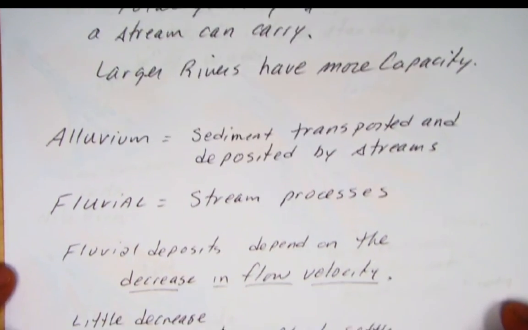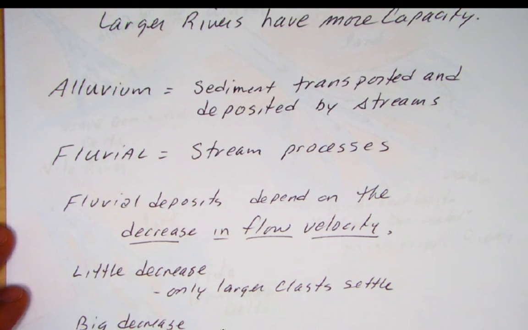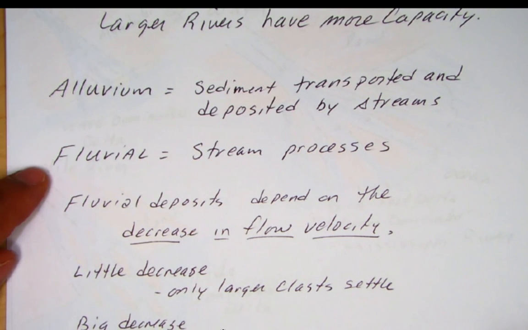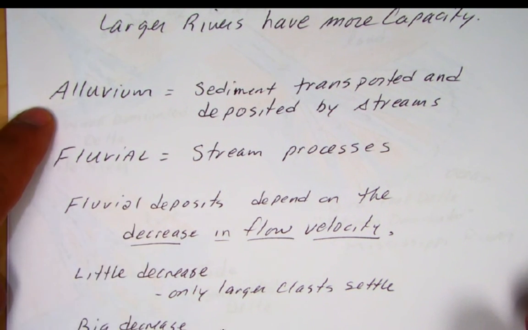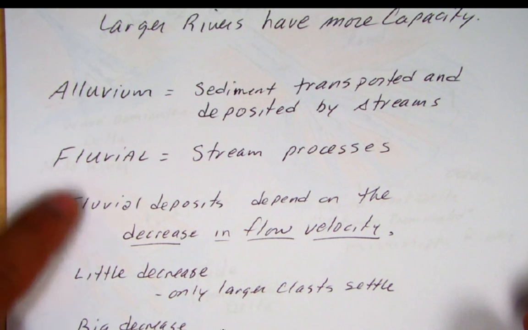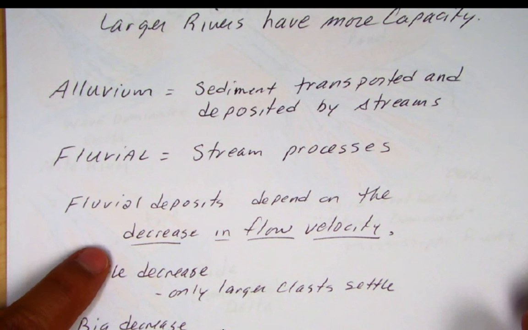Some other terms here, alluvium. Alluvium is sediment transported and deposited by streams. And fluvial refers to stream processes, anything dealing with streams. So there are terms called fluvial deposits. Well, fluvial deposits are just alluvium. So that's really the same thing, alluvium and fluvial deposits. And they depend on the decrease in flow velocity.